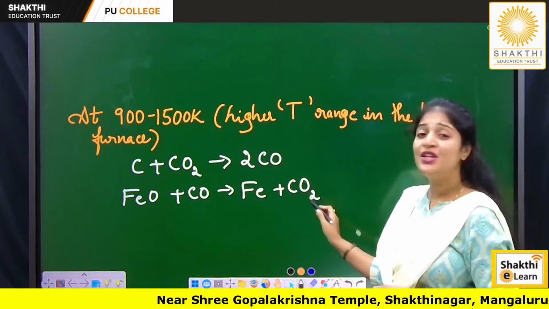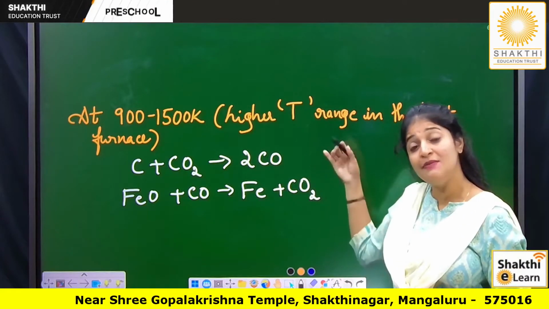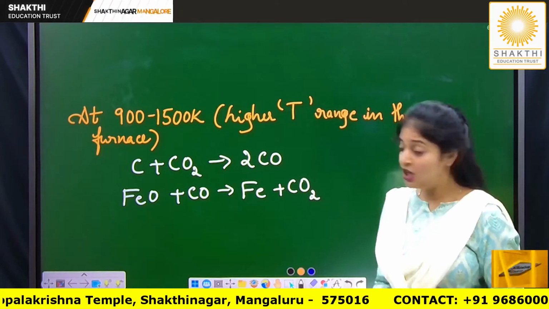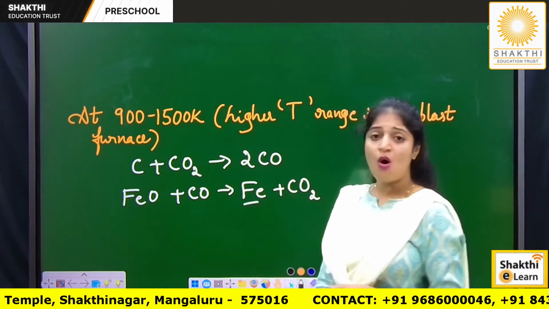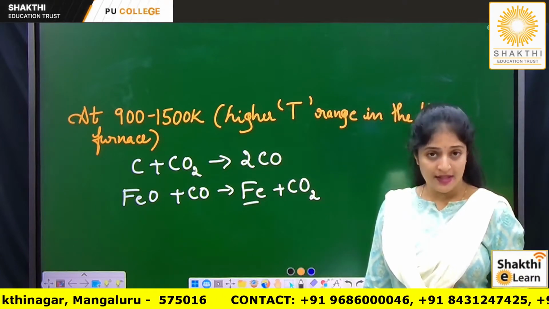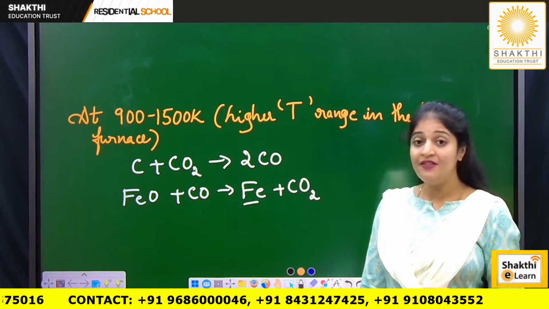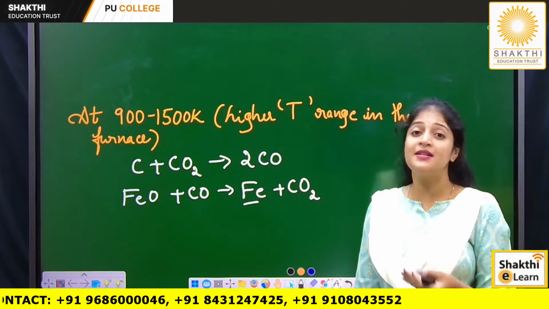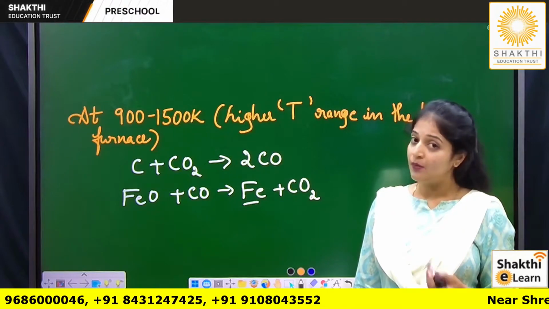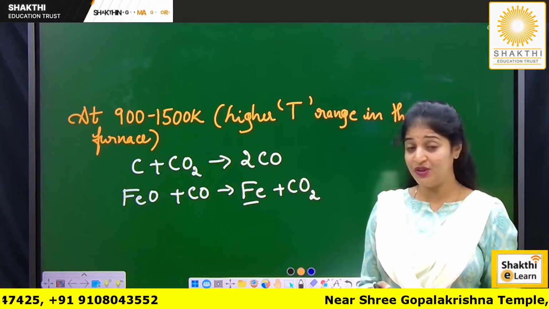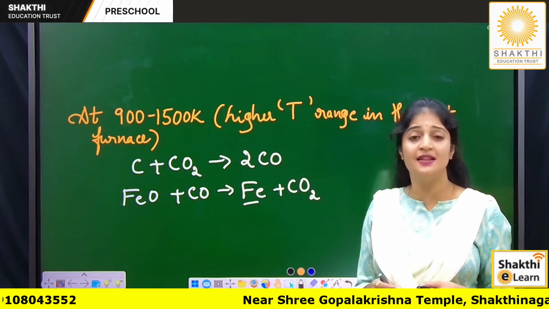Along with that, carbon dioxide is formed, which will be eliminated at the top of the blast furnace as the exhaust gas. The iron which is formed will be present in the molten state, because we all know that the process takes place at a high temperature range, so the metal will be present in the molten state. These are the different steps observed during the reaction taking place in the blast furnace.